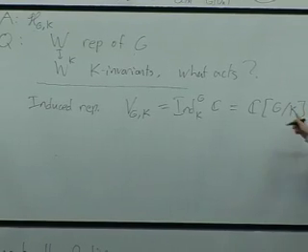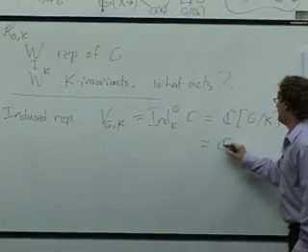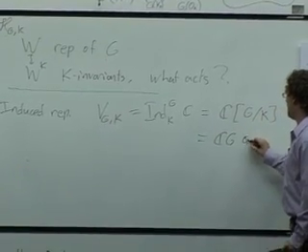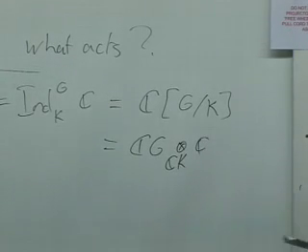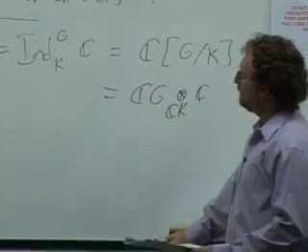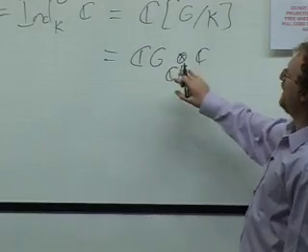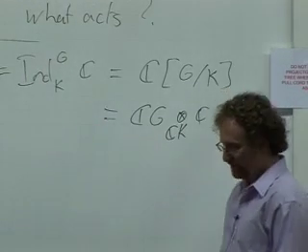Functions on G mod K have an action of G by left multiplication. And I'll think of that as a representation. I'll call it V_GK. Or I can also think of it as the group algebra of G, tensored over the group algebra of K with the one-dimensional trivial representation. So this is a representation of G that's generated by the trivial representation of K. It's kind of the universal thing that's generated by the trivial representation of K.